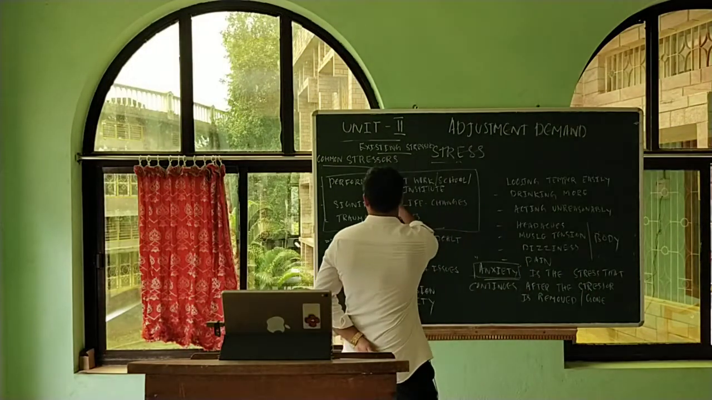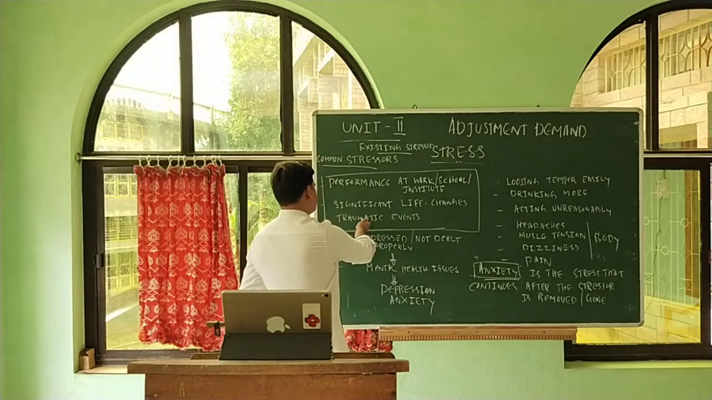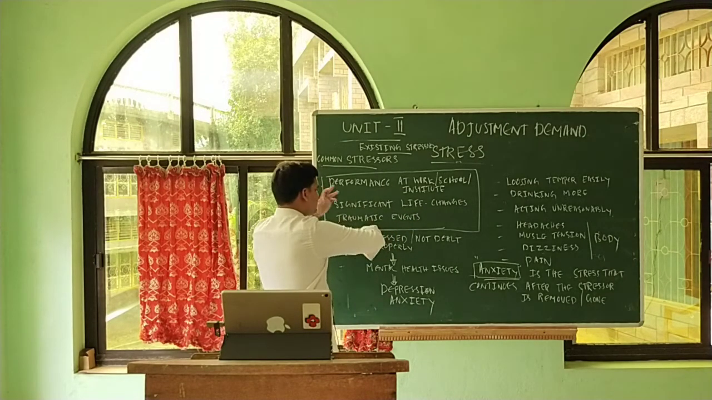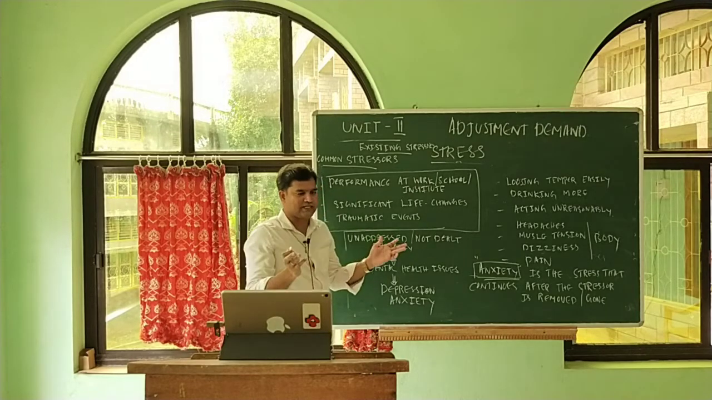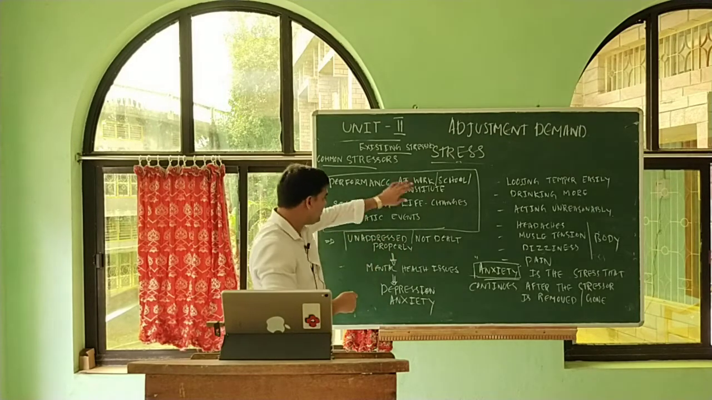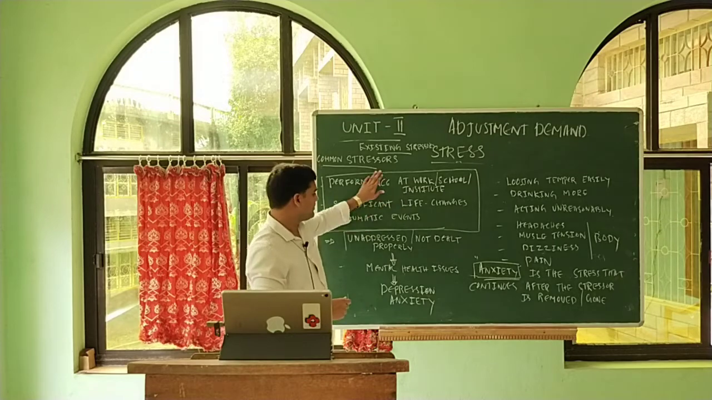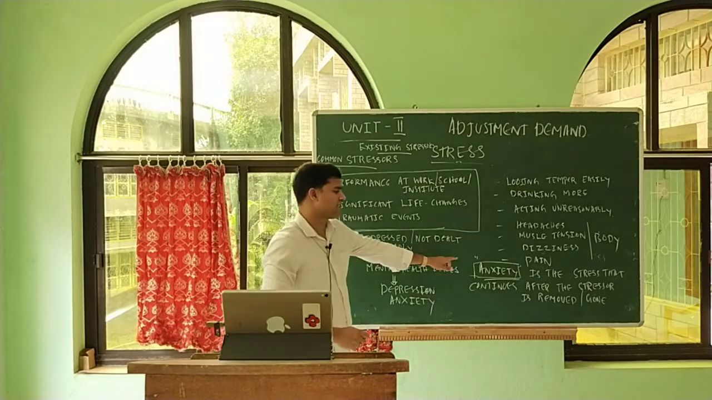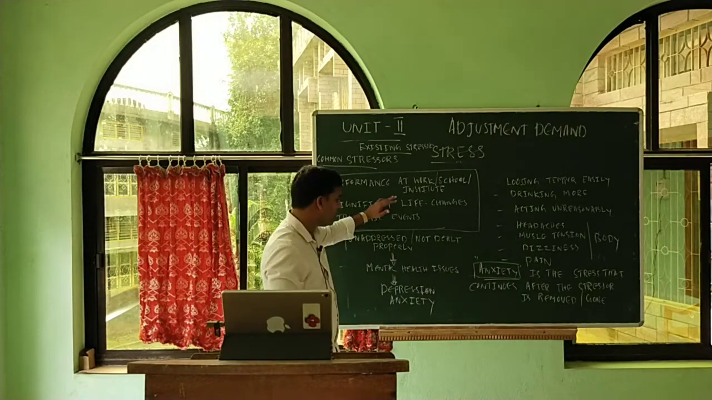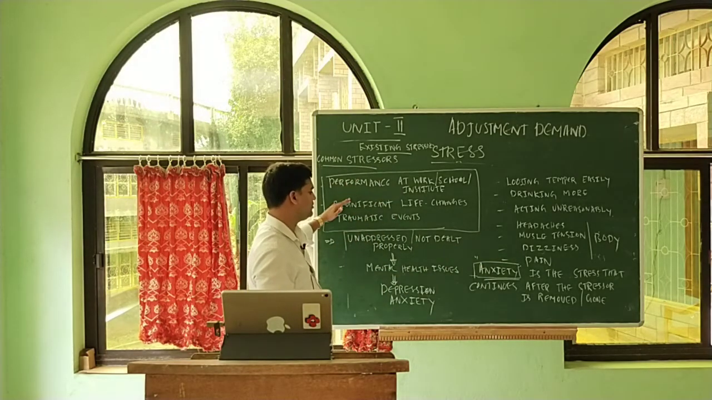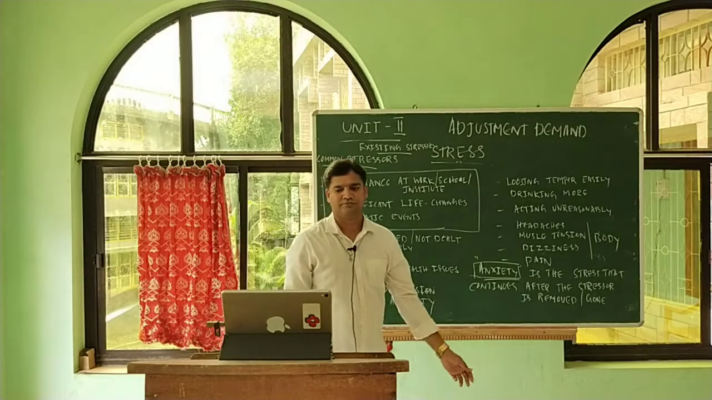So these are the stressors: performance, significant life changes, traumatic events. Once these stressors are worked out, then there should not be stress. But if the stress continues even after removing these stressors, that is called anxiety. So anxiety is the stress that continues after the stressor is removed or gone.